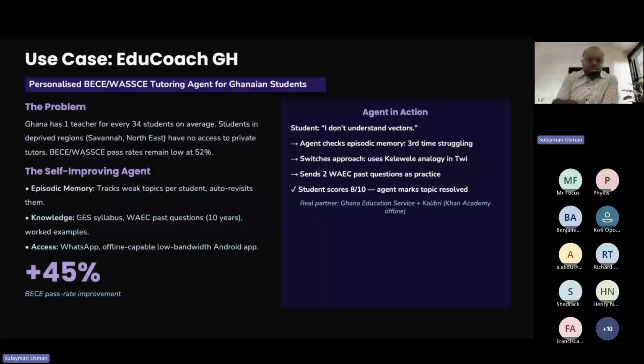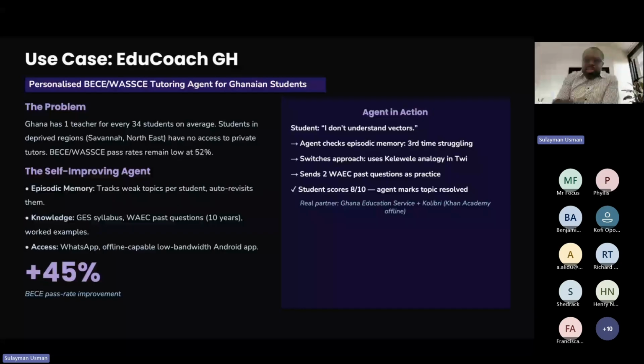Because now, thanks to the internet, thanks to some of these telcos that we have in Ghana, we have internet penetration almost everywhere in Ghana. So we have to leverage this and see how we can use that. Like I said, the knowledge base, we have the GES levels, we have the WASSCE past questions, we have all this available.